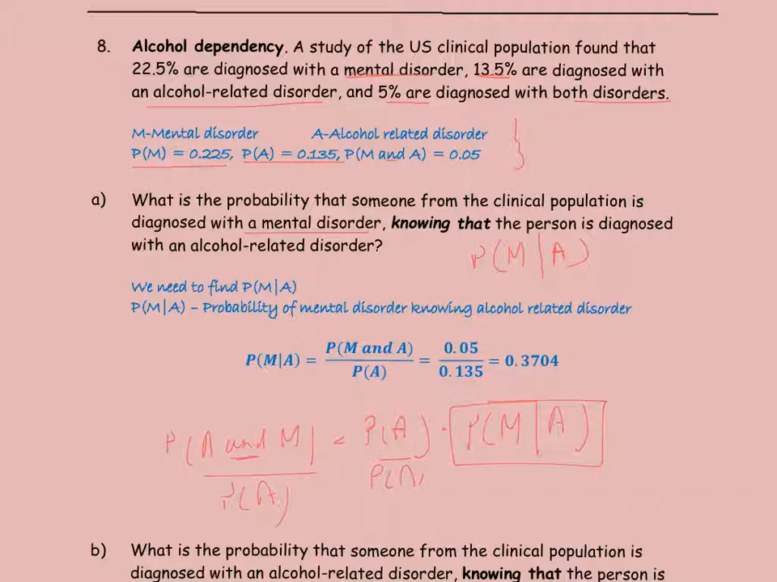So probability of M given A is probability of both divided by probability of A. Whatever comes second is in the denominator. So once we've figured out what we need to calculate, the formula is very straightforward. Probability of both is 0.05 divided by probability of the first, which is alcohol-related disorder, 0.135, and just use your calculator to figure out the final answer.